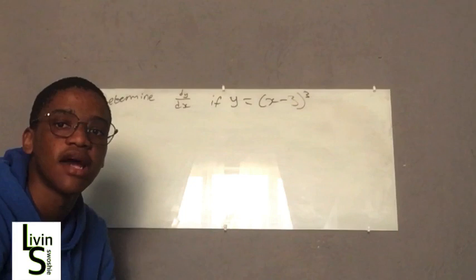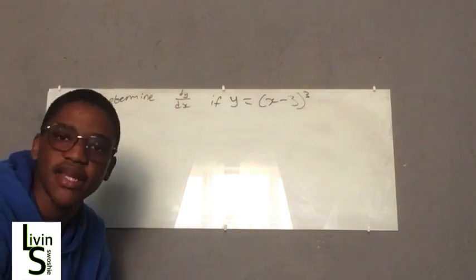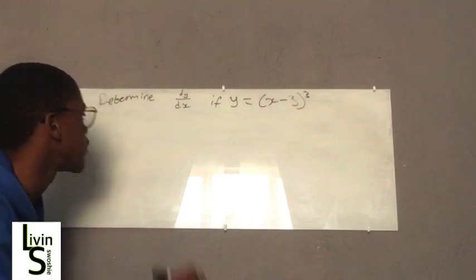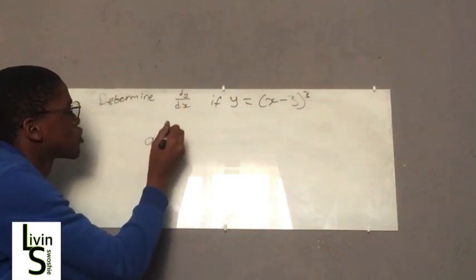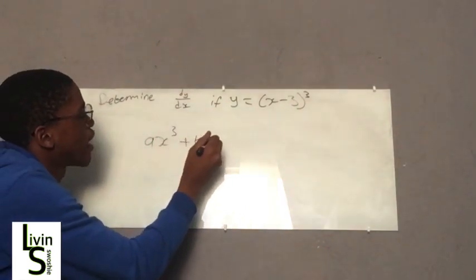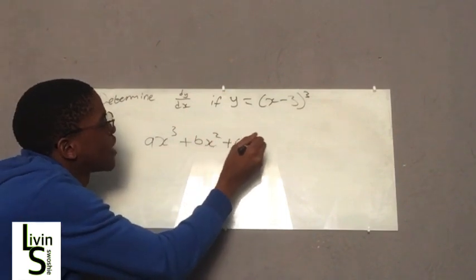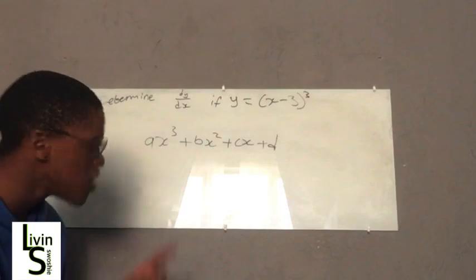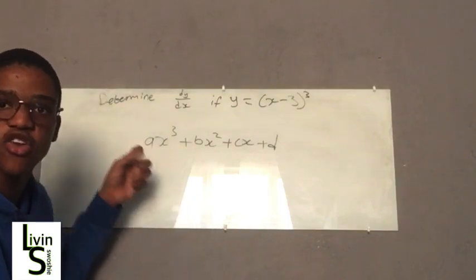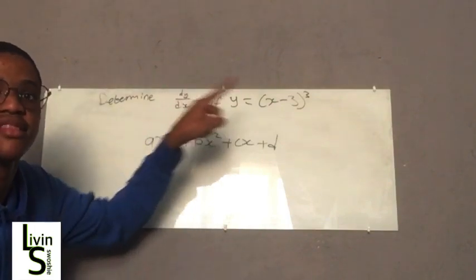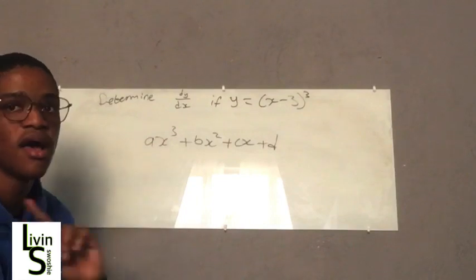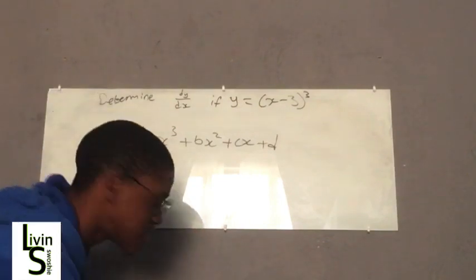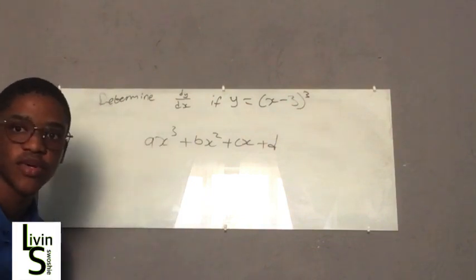Okay, you need to remember that if they give you an equation that is not in the standard form, the standard form being ax cubed plus bx squared plus cx plus d, this is the standard form. So if they gave you anything that is not like this, you need to make that thing to be like this. It sounds confusing, but I promise it is easy, so let us do it.